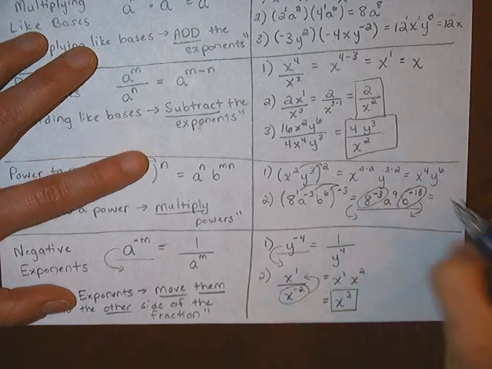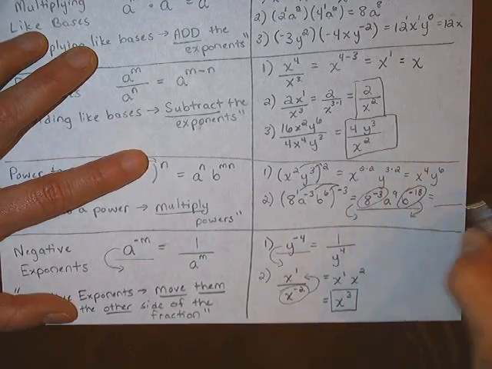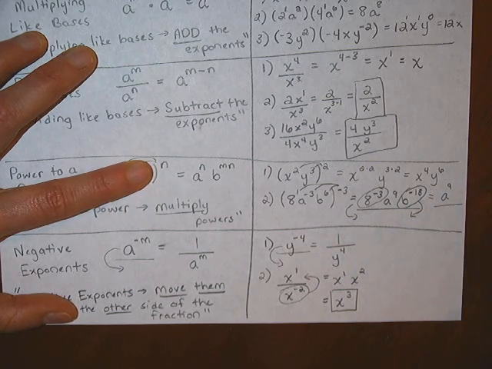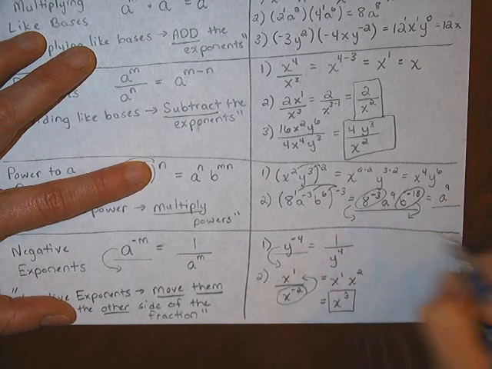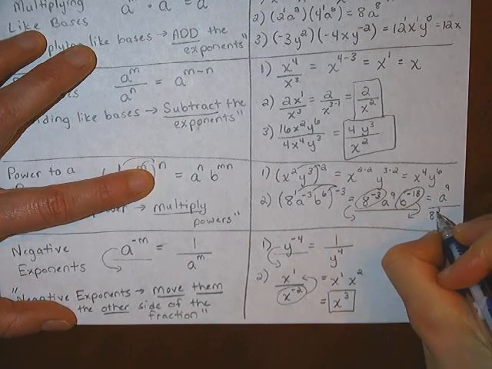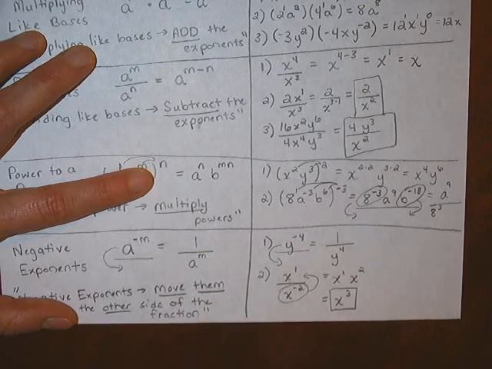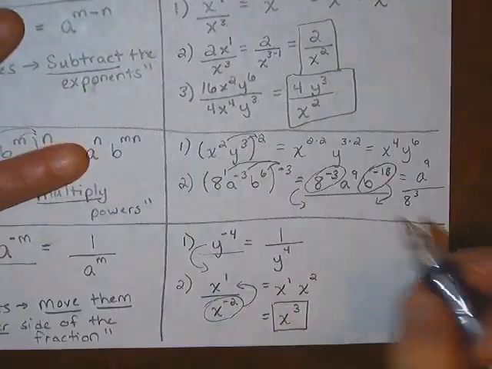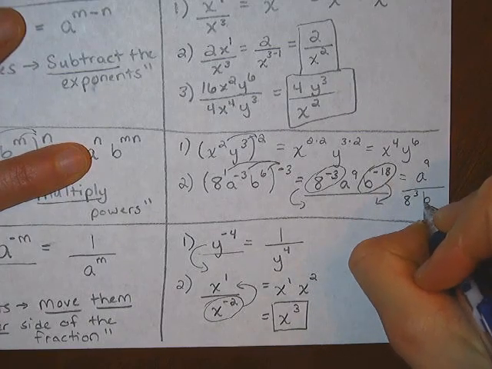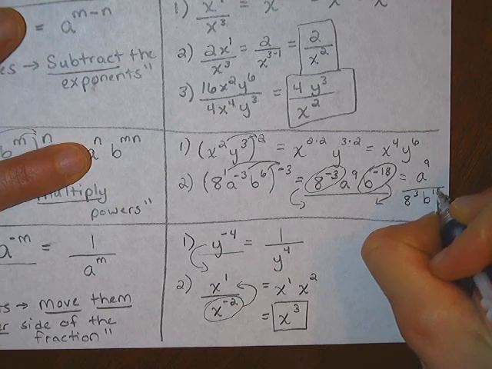So when I move it, the a stays on top. So I'm going to go ahead and write my a to the 9th on top. And then on the bottom, the 8 to the negative third will go on the bottom, and it'll magically become 8 to the third. Let me zoom in just a bit. And then b to the negative 18th will now become b to the positive 18th.